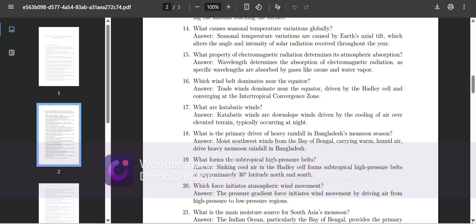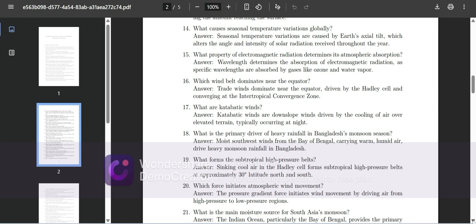Moist southwest winds from the Bay of Bengal carrying warm, humid air drive heavy monsoon rainfall in Bangladesh. What forms subtropical high pressure belts? Sinking cool air forms subtropical high pressure belts at approximately 30 degrees latitude north and south.